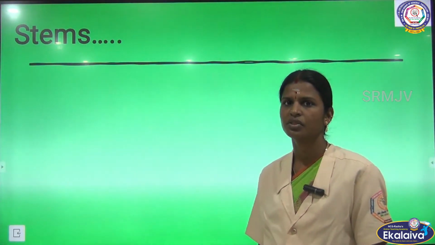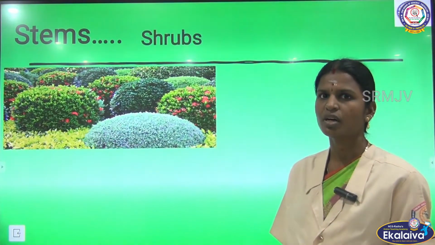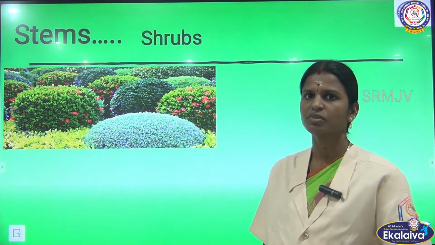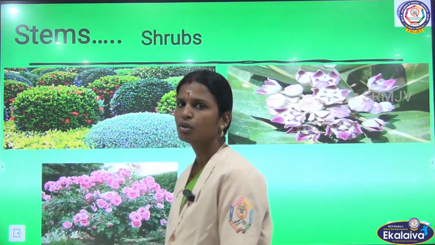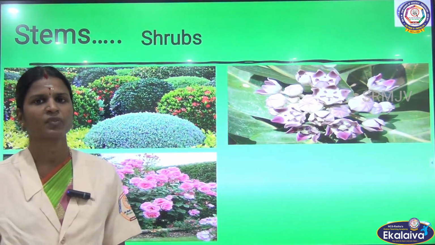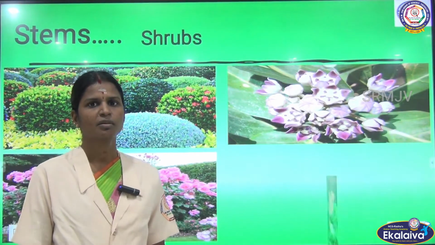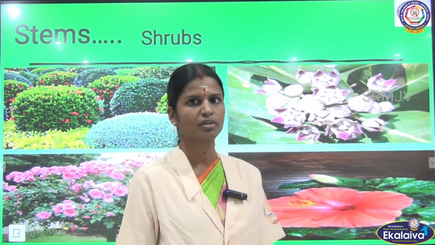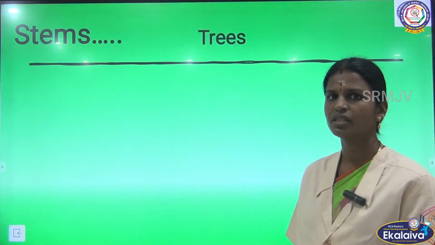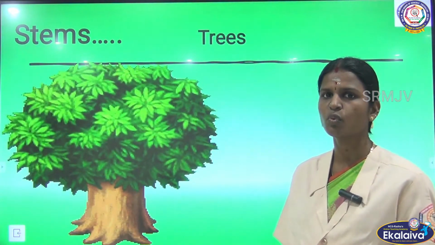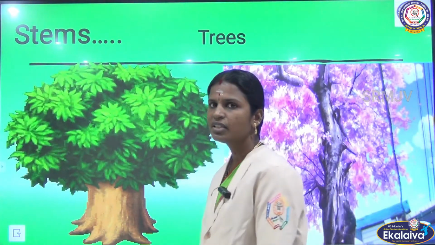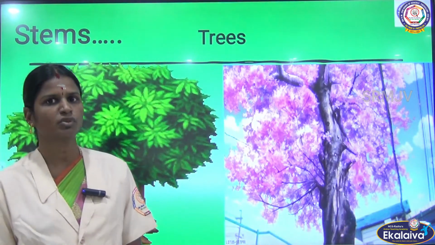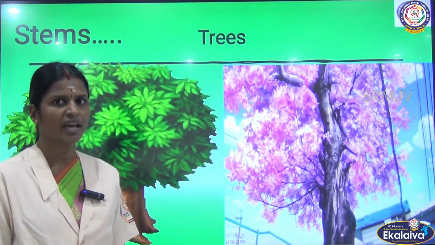Next, shrubs. Shrubs are medium sized plants. Bushes come under the category of shrubs, and some other examples for shrubs are rose plant, hibiscus, etc. And the stem of these shrubs is brown in color and strong. And now let us see about trees. Trees have a strong woody stem and it is called the trunk. The roots of the trees are very strong and the stem is also very strong. Some examples are neem tree and mango tree.